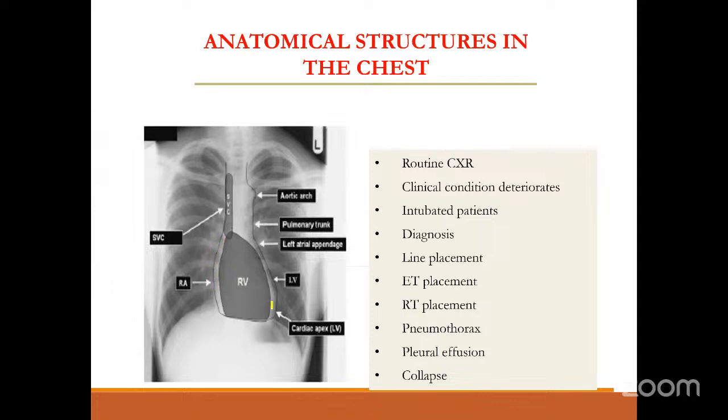Majority of the cardiac shadow is contributed by the right ventricle, and the left margin of the cardiac shadow is usually the left ventricle or the apex of the left ventricle. From above, if you look at the left margin, we have the aortic arch, which forms a small knuckle to start with, and below that you have the pulmonary trunk or a left atrial appendage, which becomes prominent when it is abnormally enlarged in size.